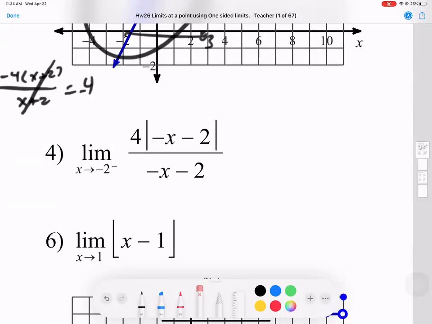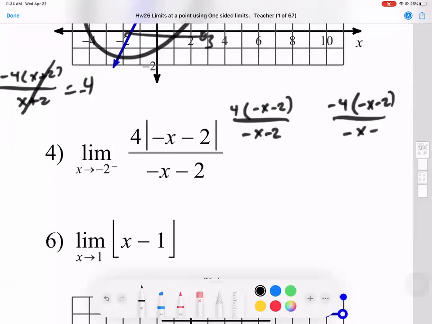We have a 4, parentheses, negative x minus 2 over negative x minus 2. That's my positive version. And our other version, I'll stick a negative 4 in front. Negative 4, negative x minus 2 over negative x minus 2.